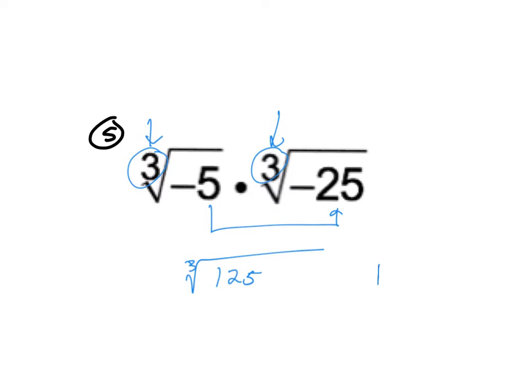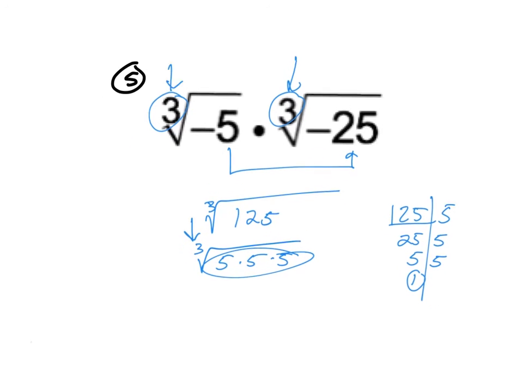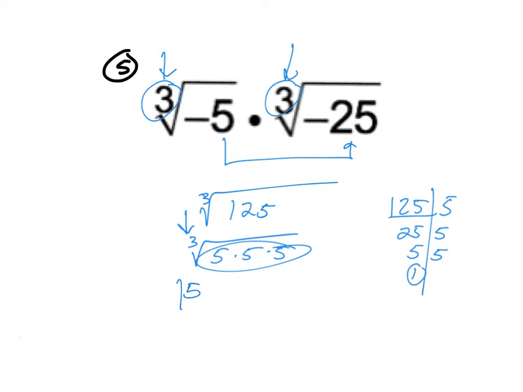Let's go ahead and break down 125 by 5. 5 goes into 125 25 times. 5 goes into 25 5 times. 5 goes into 5 once. And we stop there. So 125 can be rewritten as 5 times 5 times 5. There's 3 sets of 5 like the index. And so we can take it out once. The answer to number 5 is 5.